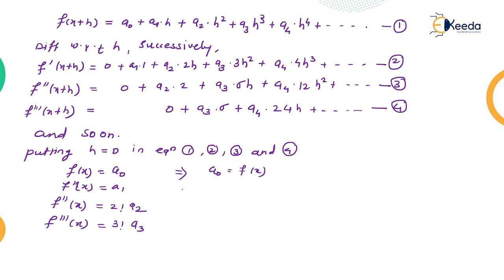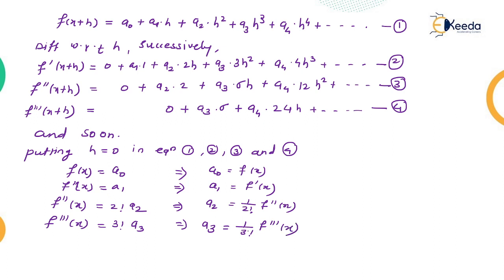Therefore, the first equation gives a naught, which is f of x. From the second equation, f dash of x, I am writing a1 is equal to f dash of x. The third equation is a2 is equal to 1 upon 2 factorial into f double dash of x. That implies a3 is equal to 1 upon 3 factorial into f triple dash of x.